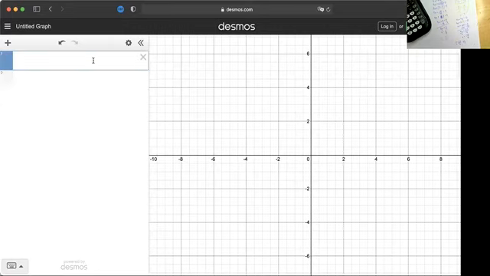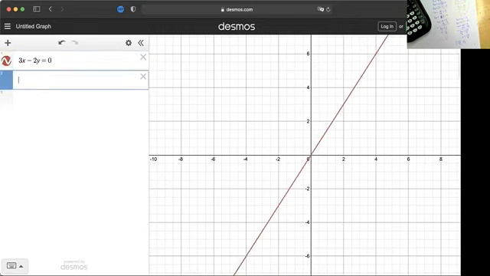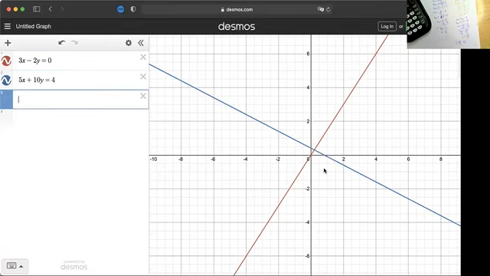Our first one is 3x minus 2y is 0, and then 5x plus 10y is 4. 0.2 and 0.3. So what we got was 1/5. If you put 1/5 into your calculator, you get 0.2. And then we got 3 over 10. If you put 3 over 10 into your calculator, you get 0.3. So Desmos will use decimals, and we used fractions. But that is the same point.